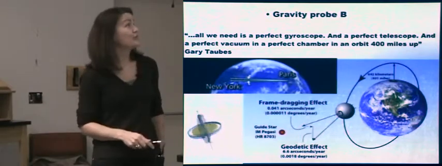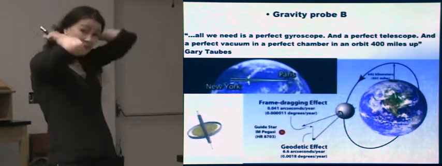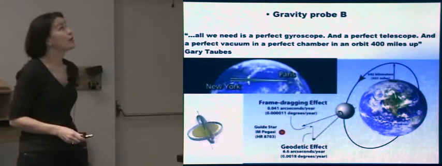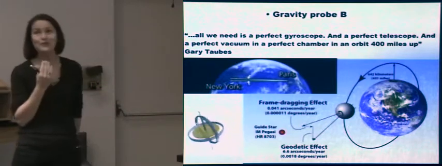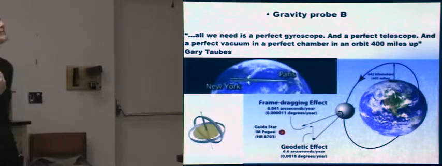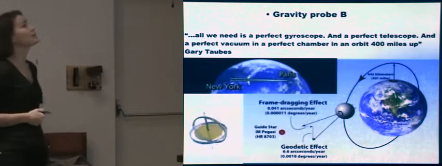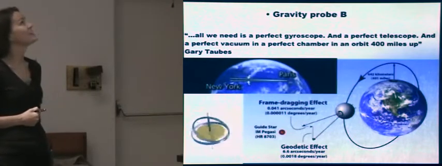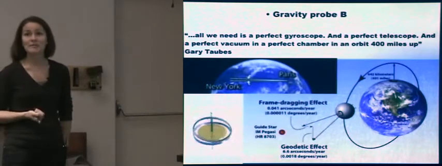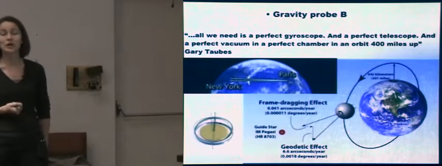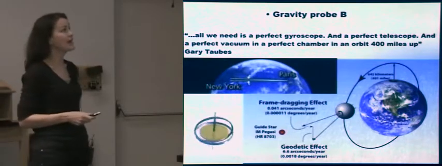Another really beautiful experiment which finished now, I think it was in 2008, was Gravity Probe B. And I really like the quote from one of the guys on the team here. He said, "All we need is a perfect gyroscope and a perfect telescope and a perfect vacuum in a perfect chamber in an orbit 400 miles." And they did it, right? This experiment finished in 2008, and they confirmed this frame dragging effect.